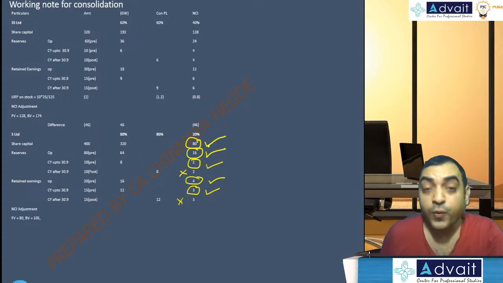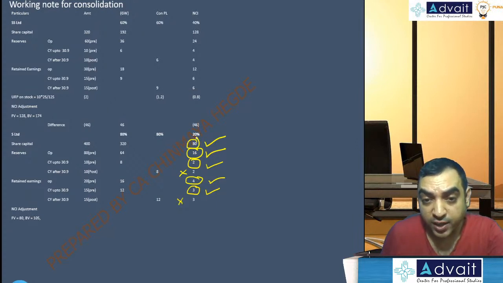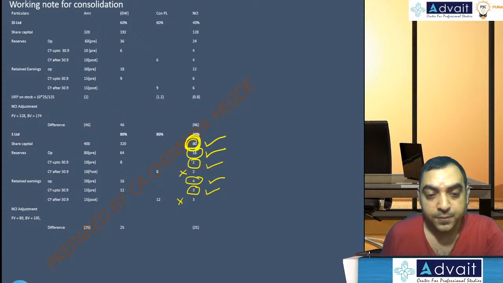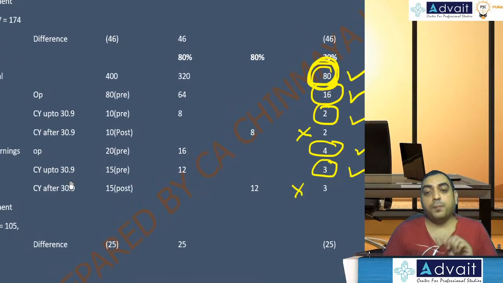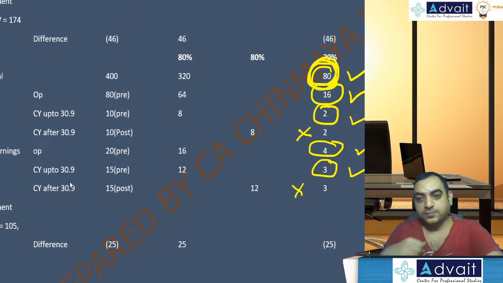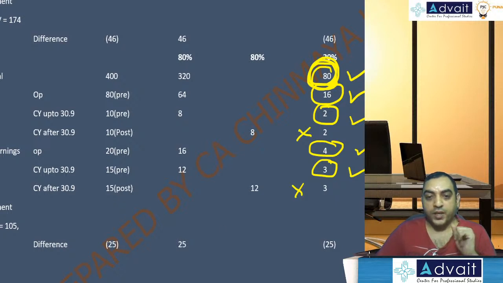105. And what is fair value? They said book value, and book value is 80. So the difference is 25, and because that difference is negative, meaning fair value is less. Since fair value is less, subtract in the NCI column and add in the goodwill column. Subtract in the NCI column and add in the goodwill column. So hope you are getting the number 25, all of you.